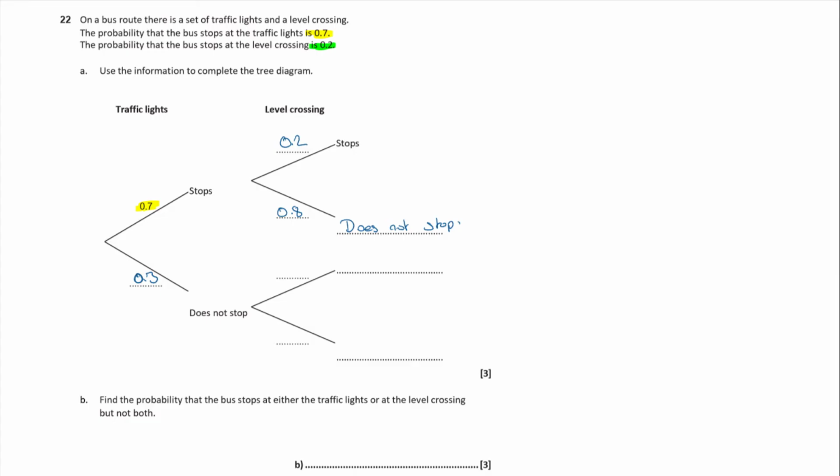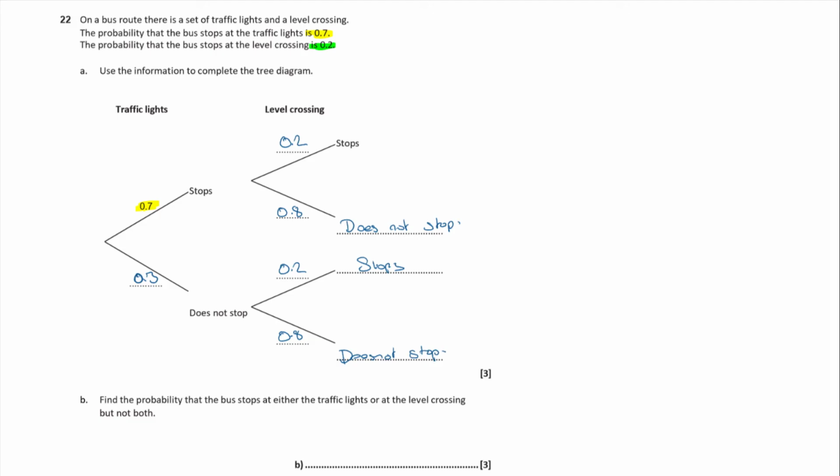Okay? Now this is independent probability. The probability of it stopping at the lights has got nothing to do with the probability of it stopping at the crossing. So these are going to be the same down here as well. So I'm going to get 0.2 and 0.8 for the probability of stops and does not stop. Okay? So that's my 3 marks.